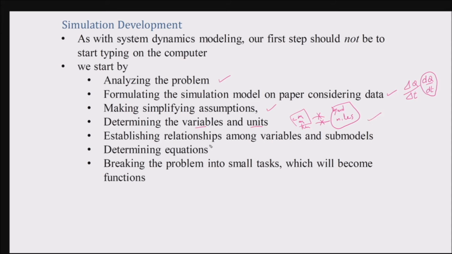And then establish a relationship among the variables and the submodels. Submodels, yeah, we know even in malaria we just divide the mosquitoes and the human, and then again the submodels of human: infected, recovered, and the host, right? And then also for the mosquitoes, we consider infected mosquitoes and uninfected mosquitoes, kind of things like that, right?